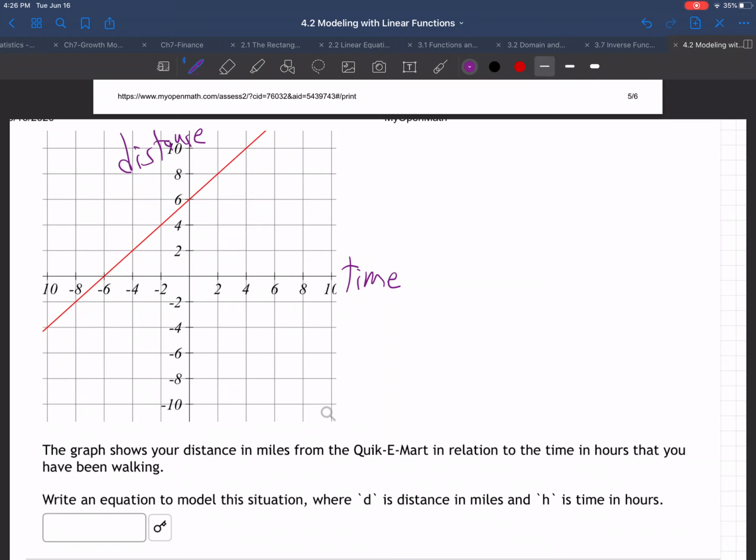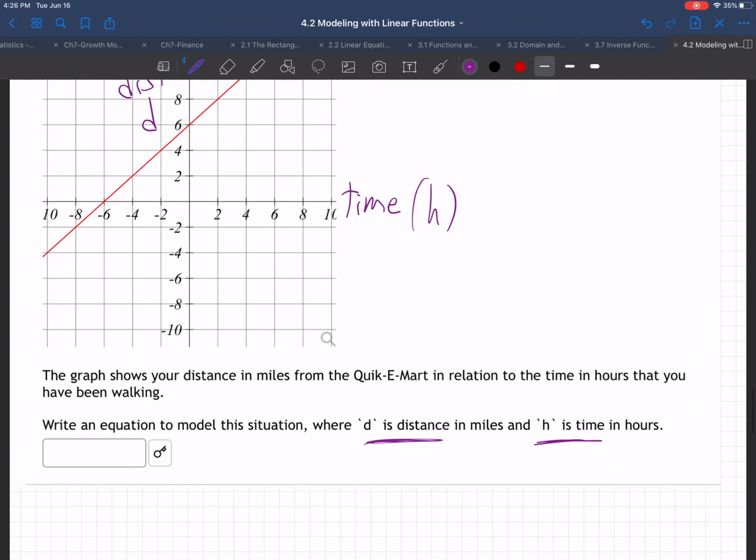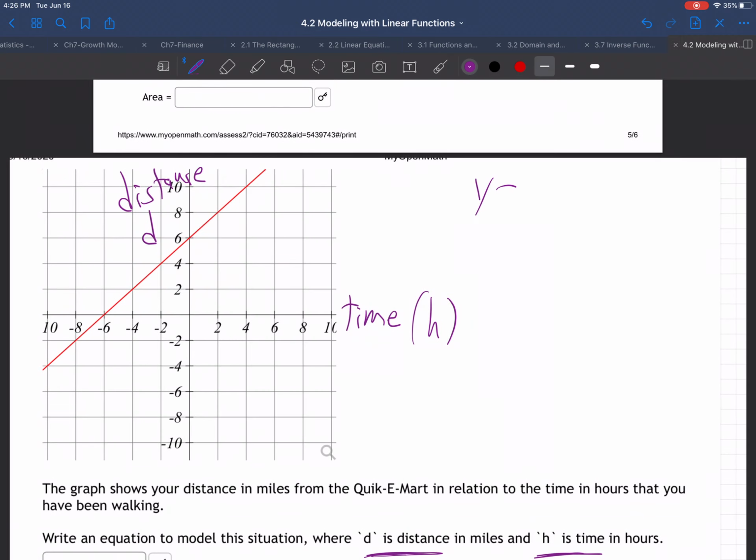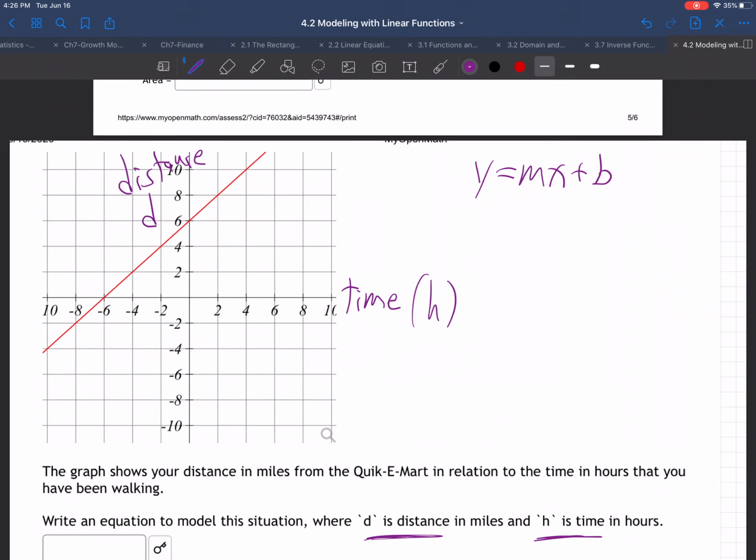They want us to write an equation where D is distance and H is time. This is H and this is D, for hours. Okay, so how are we going to do that? In other words, they want an equation of the form y equals mx plus b. But instead of y, the y-axis is D, and instead of x, the x-axis is H. So otherwise, it's the same kind of idea. So basically, we need to get the slope and then this intercept number.